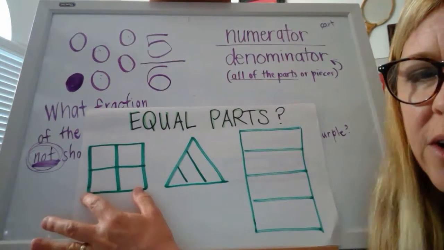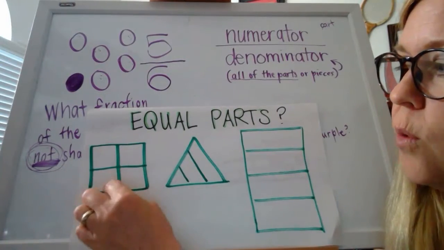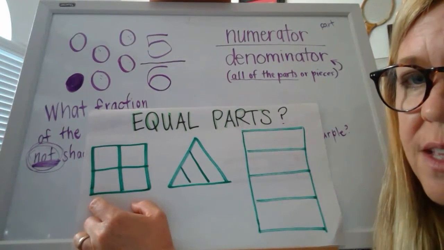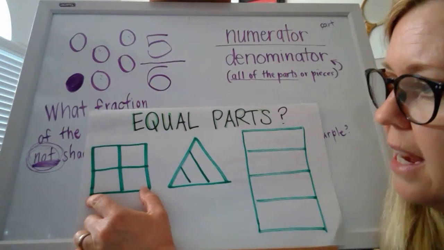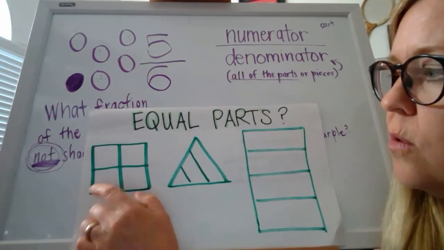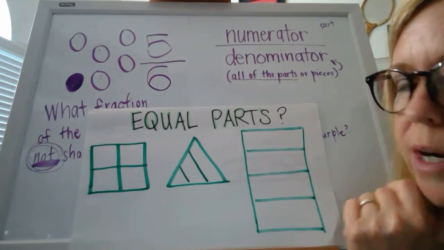So this square was divided into 4 parts. 1, 2, 3, 4. And each of those parts are the same size. So this square has been divided into equal parts. So those are all equal parts or fractions of that square.